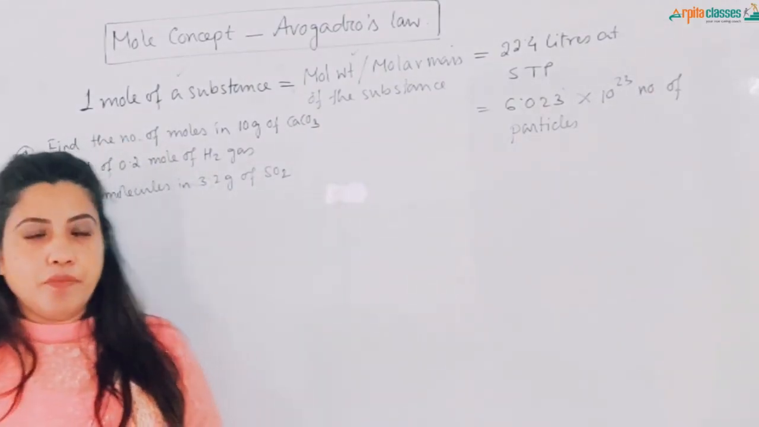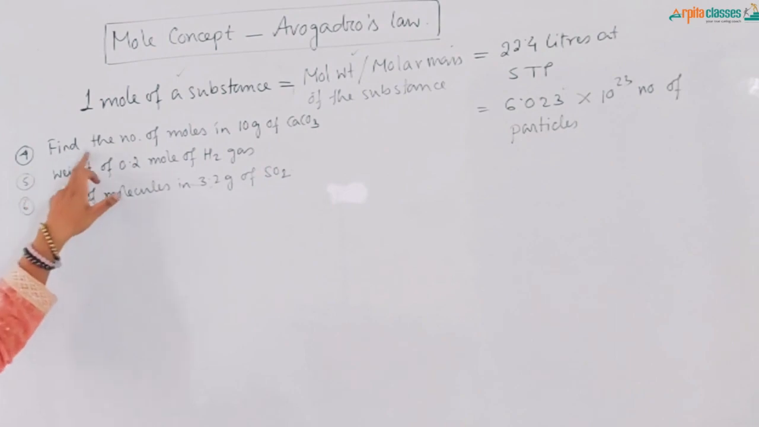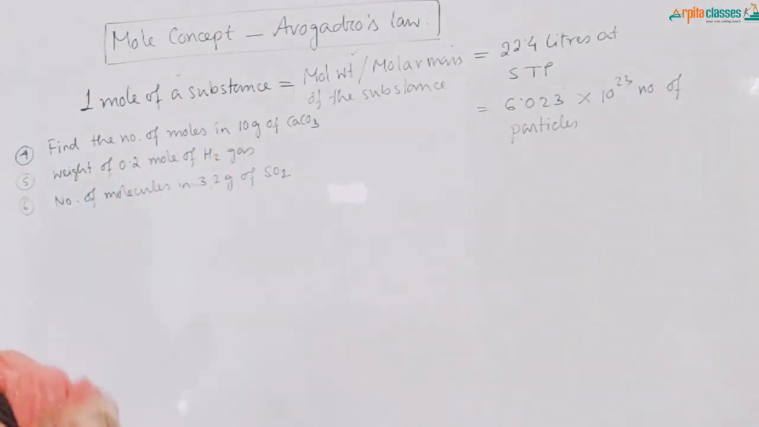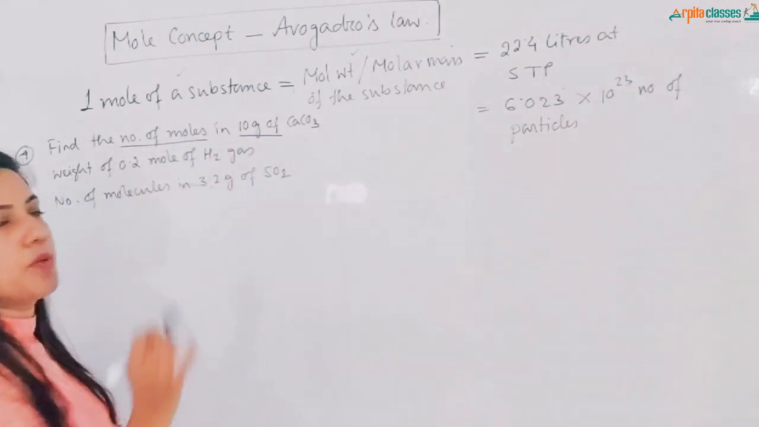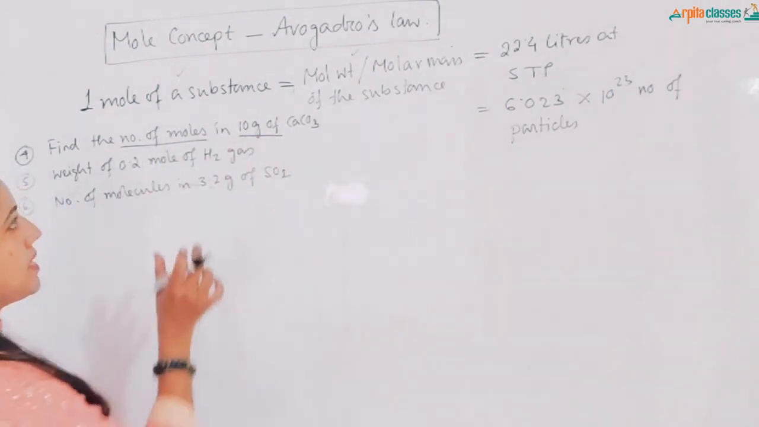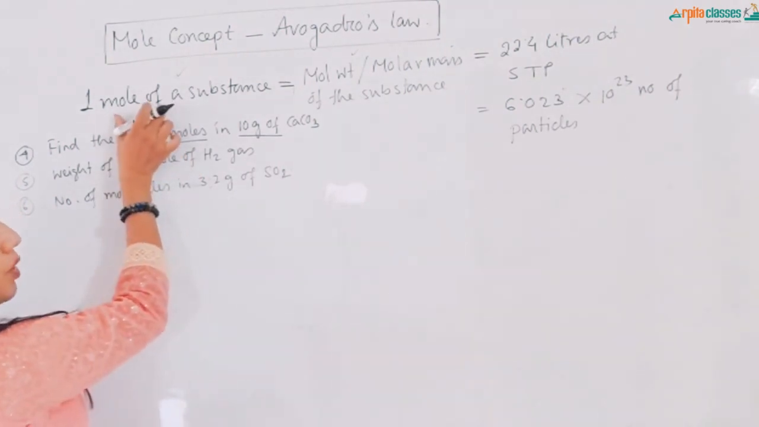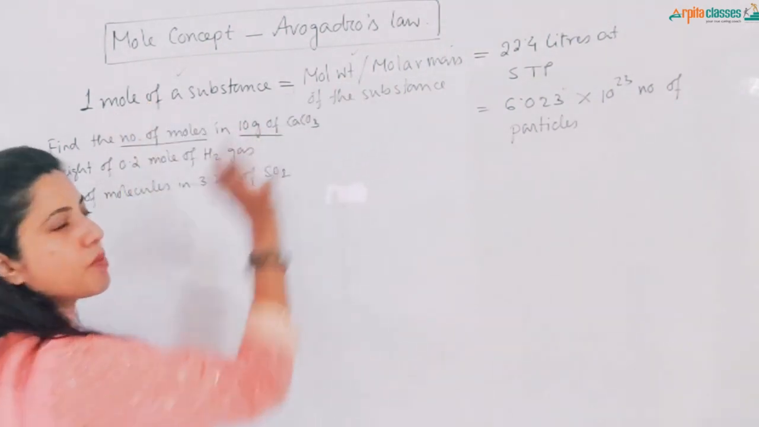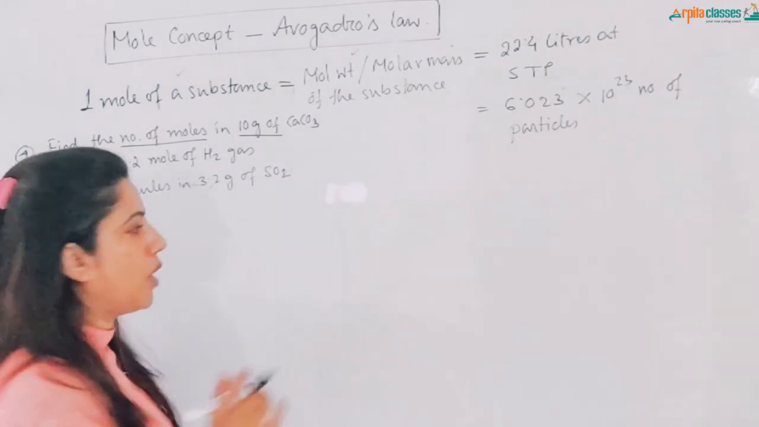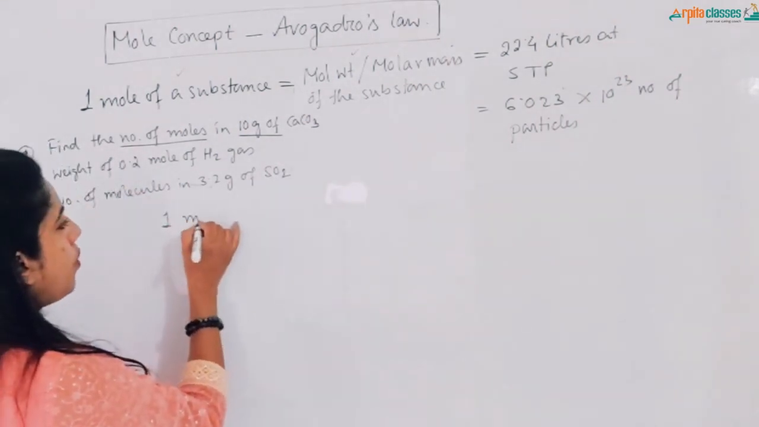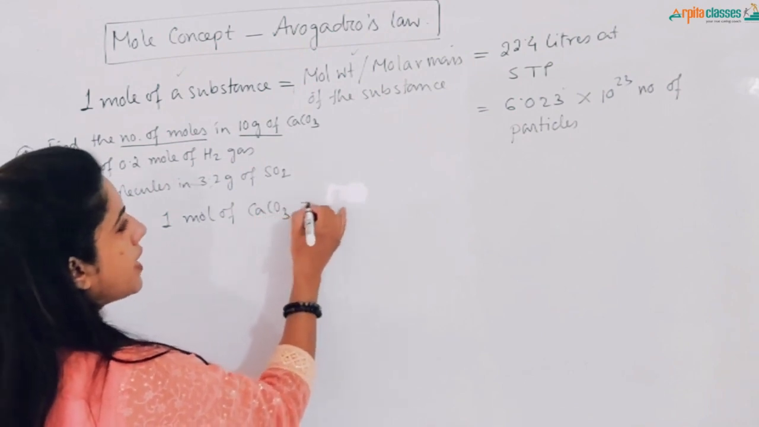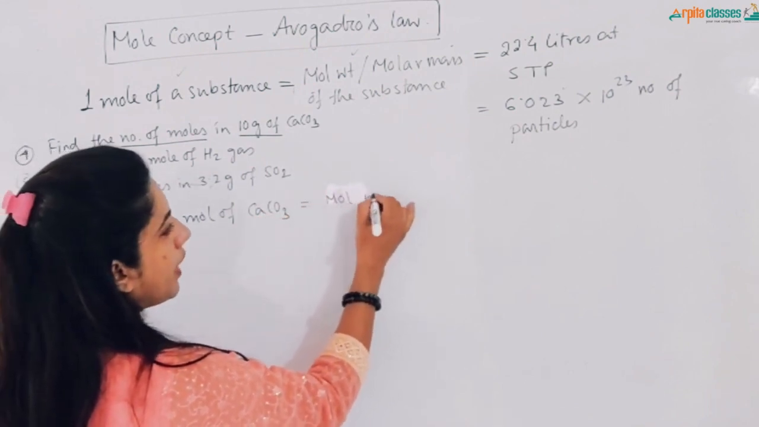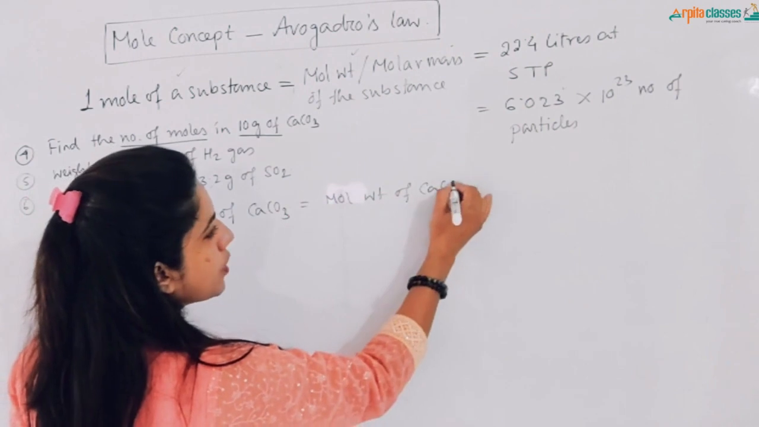Let us start with the fourth question. They are saying find the number of moles in 10 gram of CaCO3. So they are asking for the number of moles, and what is given is 10 gram of CaCO3, that means 1 mole of a substance and 10 gram, that is molecular weight. These two things we have to take out. So we'll write 1 mole of CaCO3 is equal to the molecular weight of CaCO3.